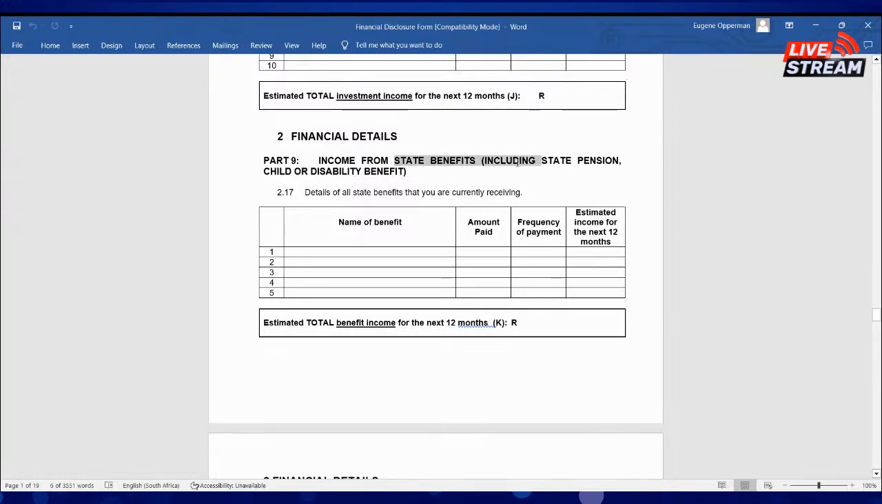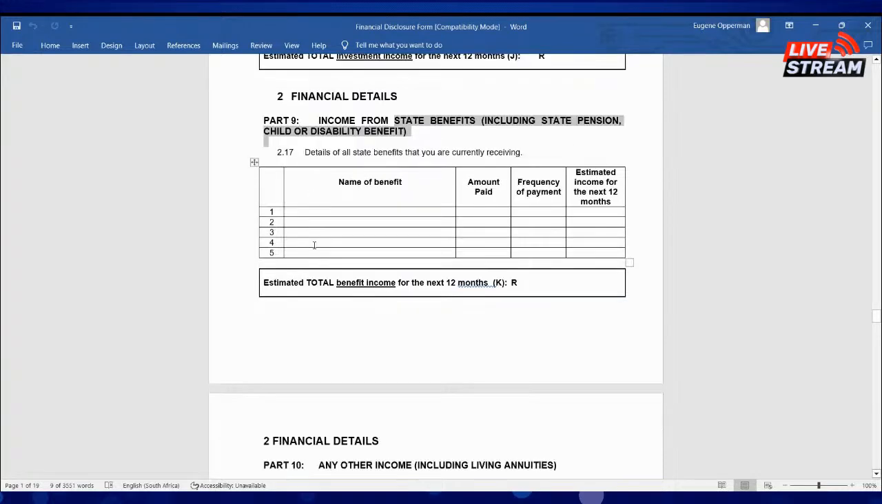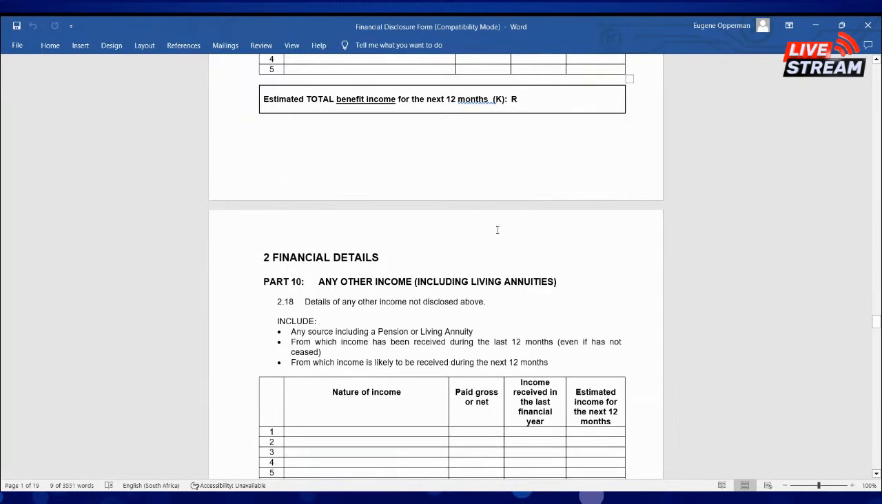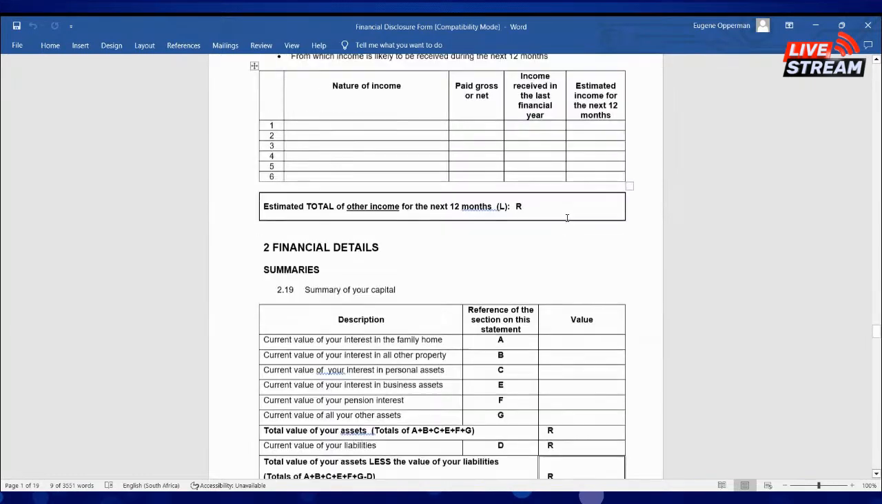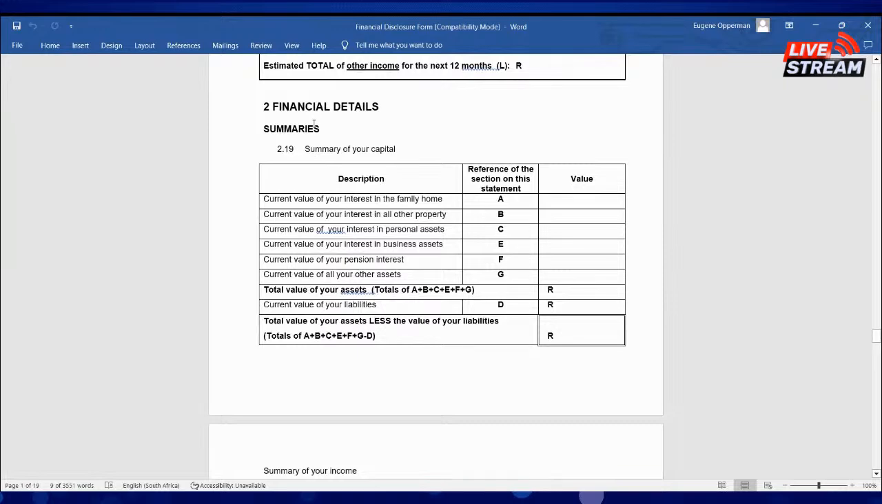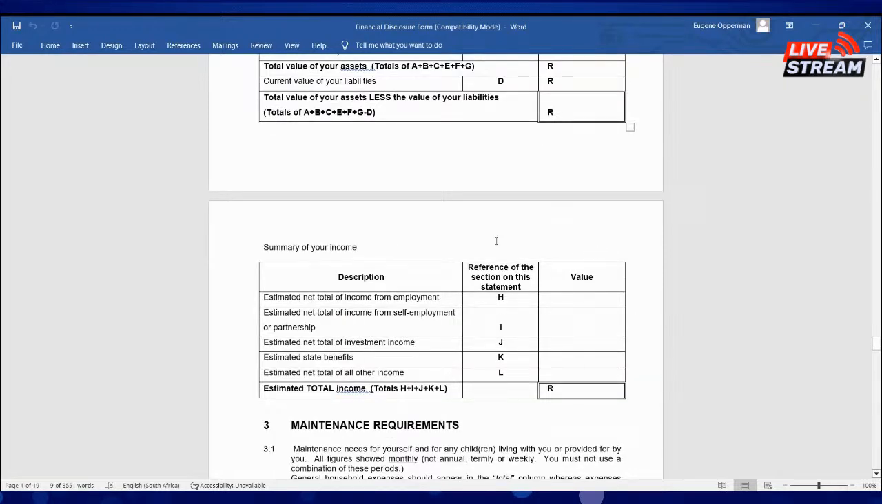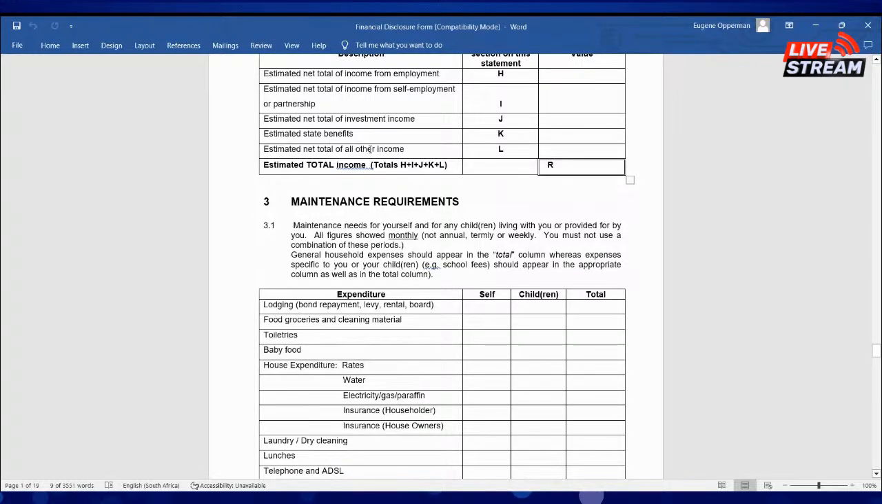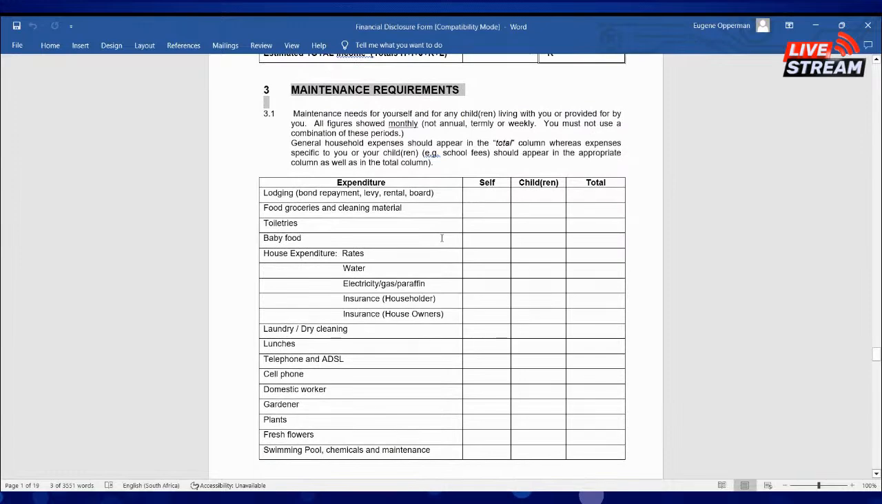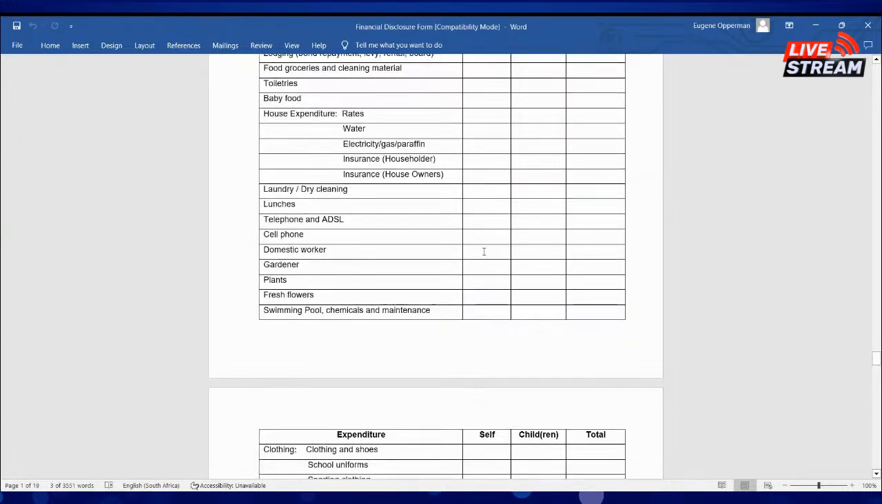From state benefits, yes, state pension, child or SASSA grants. This could all be included in that portion there, and then any other income could be included there. And this is just a calculation. It's quite self-explanatory, where you could work out what should be needed. Like I said, Advocate Raters adapted this document in order to also include the maintenance requirements, and this could be completed and used and filled in.